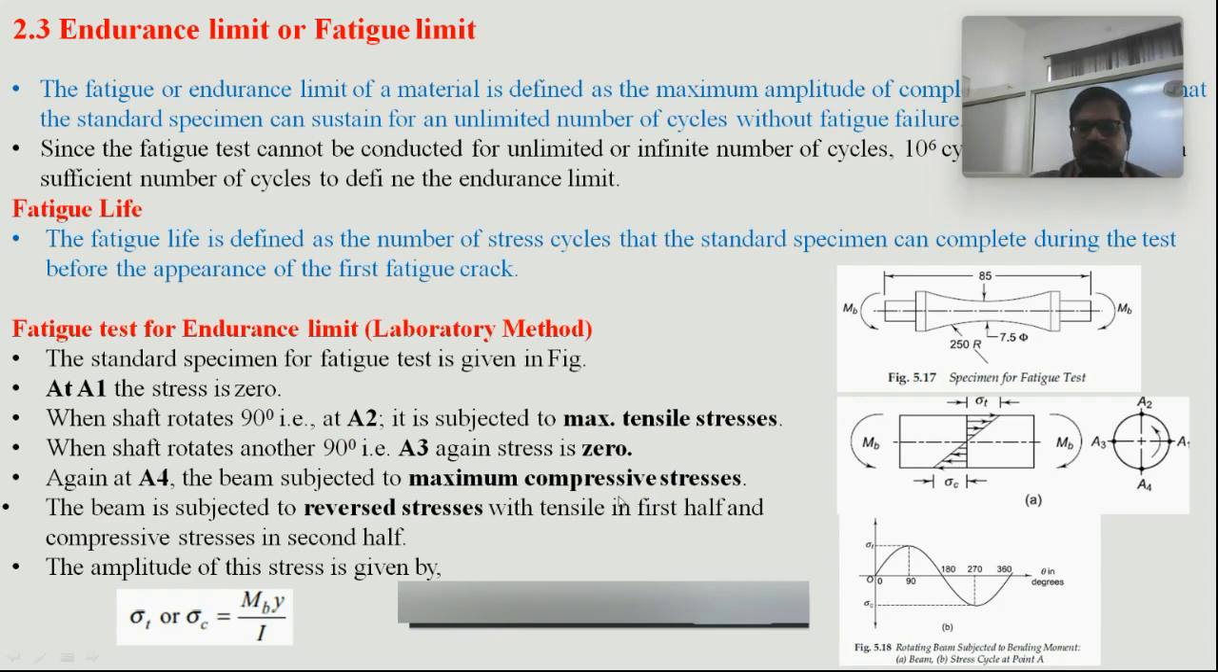The maximum value of bending stress is calculated by the bending equation. Bending stress is equal to M by I into y, where M is the bending moment and y is the distance of the fiber from the centroidal or neutral axis. I is the cross-sectional moment of inertia of area.